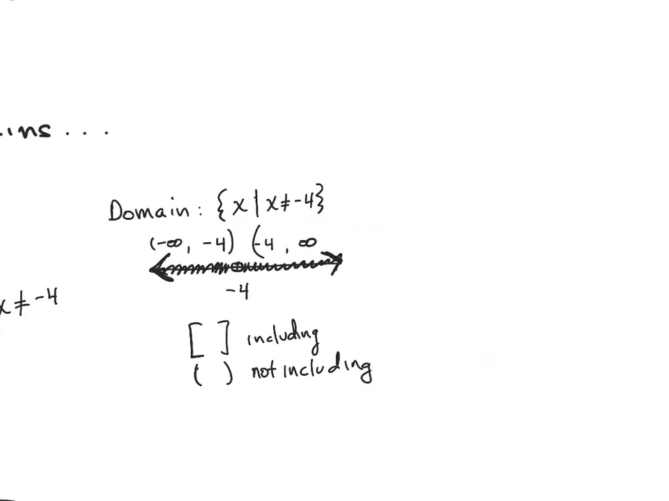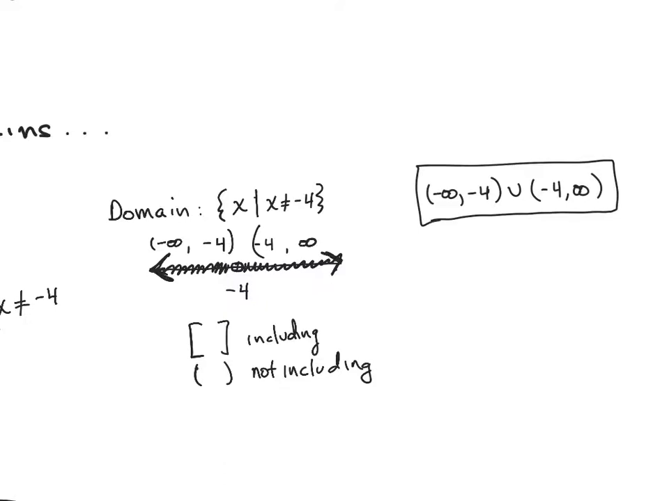So how you would represent this is the domain is negative infinity to negative 4, and then we use a symbol that looks like a U, called union, negative 4 to positive infinity. This would be what you would circle as an answer on an exam if you were trying to state the domain of that function 1 over x plus 4.